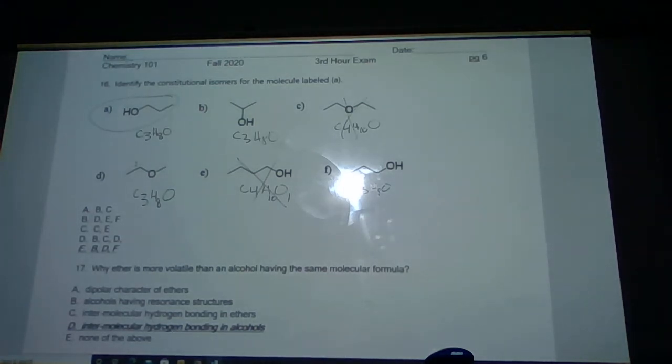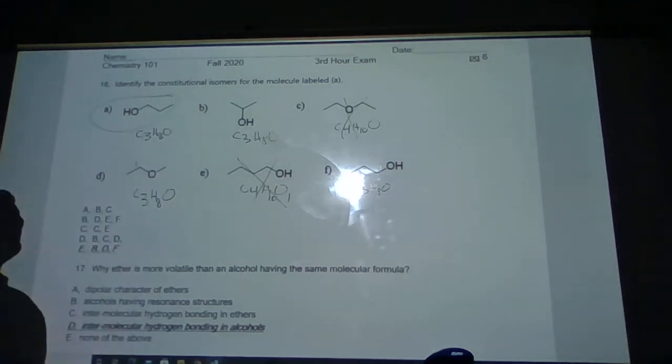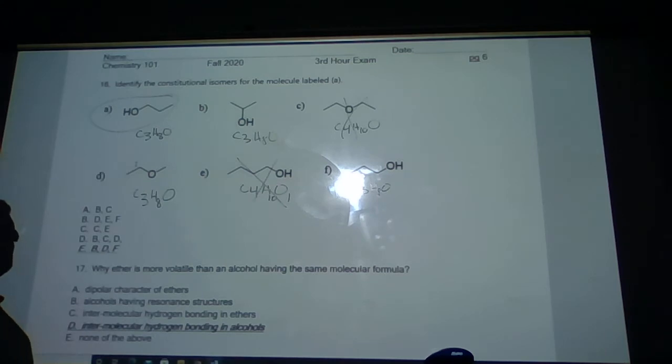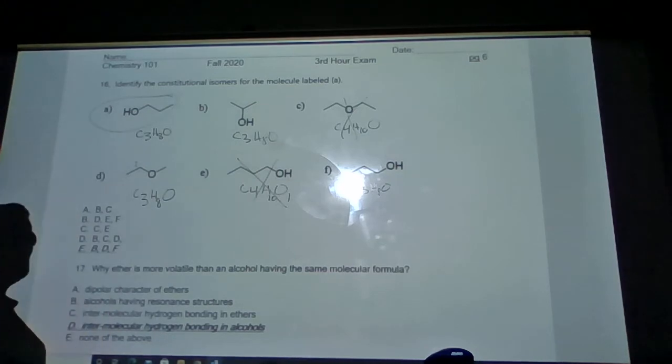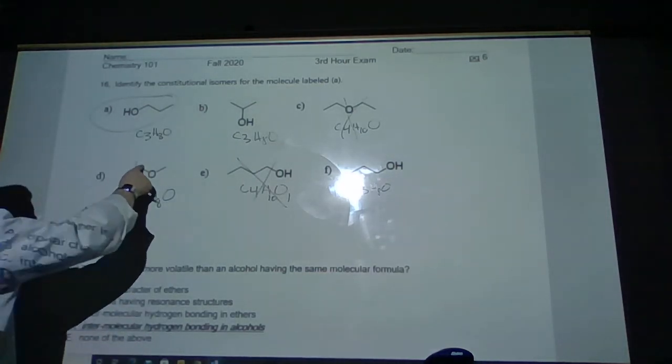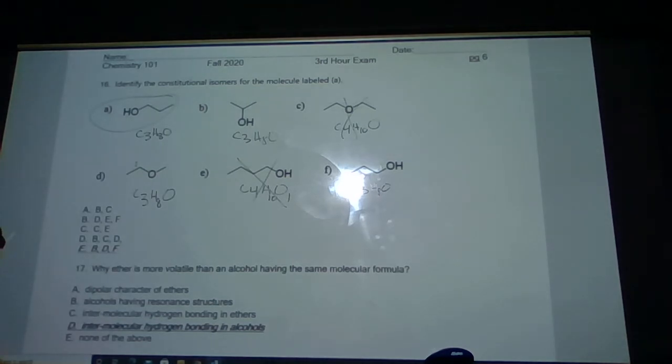So those compounds that are isomers of one another have the potential to be B, D, and F. Constitutional isomers are those compounds that have the same molecular formula, but the backbone of the molecule is arranged differently. Here we have 3 sequentially arranged carbons. Here, 3 arranged carbons. And here, 3 carbons.